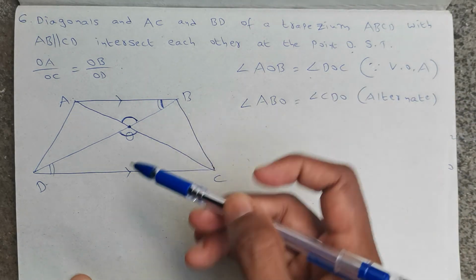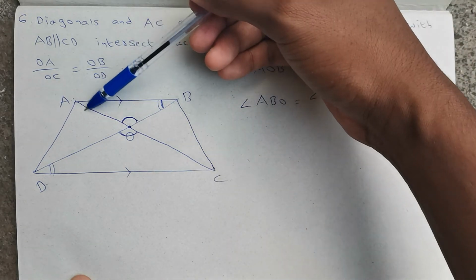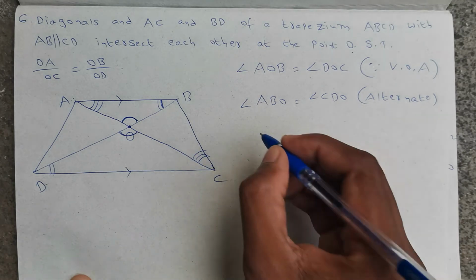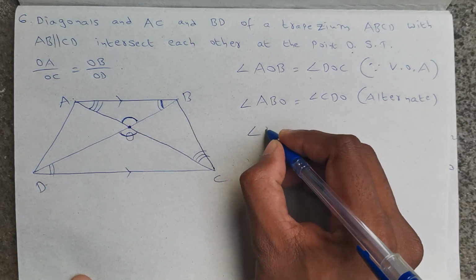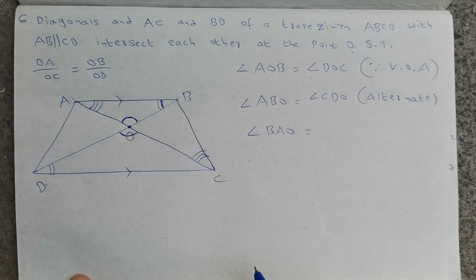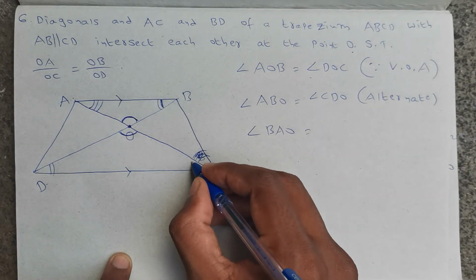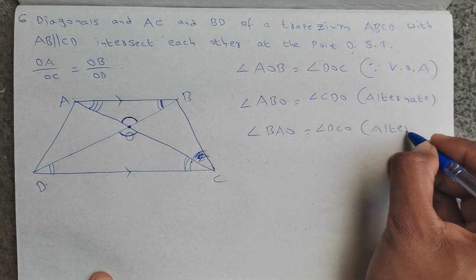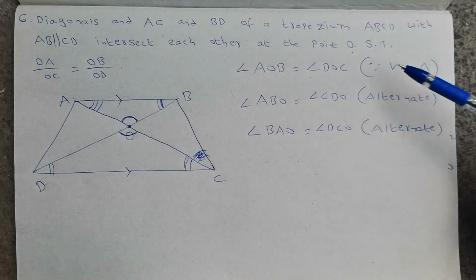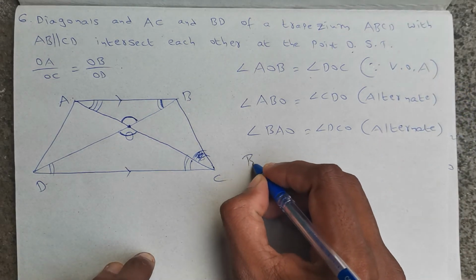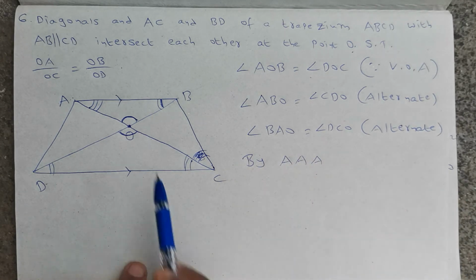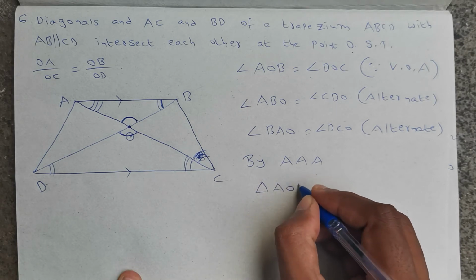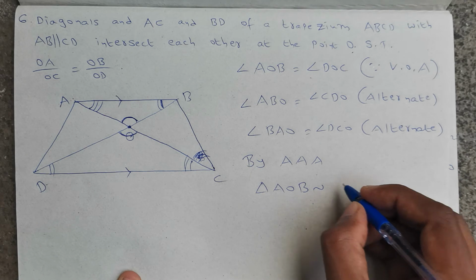The same way, AB is parallel to CD, then AC will become the transversal. So these two angles are equal to each other. That is angle BAO is equals to, oh sorry, not here, this side, angle DCO because alternate angles. Now, according to triple A criteria, this upper triangle, that is AOB triangle, is similar to COD triangle.